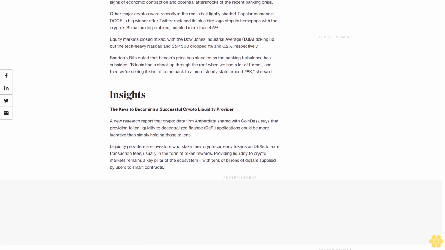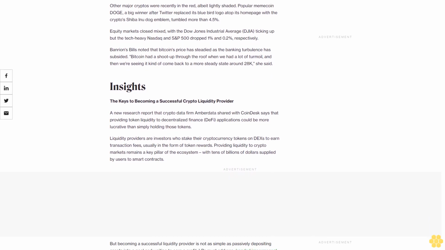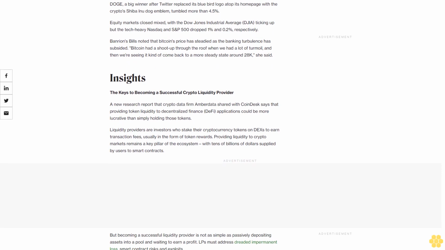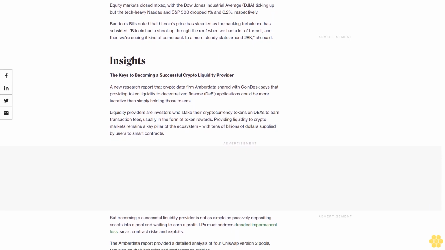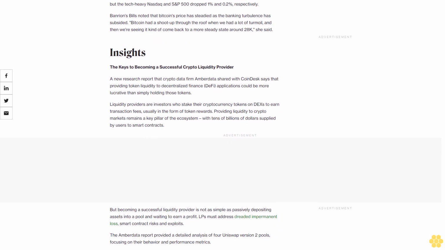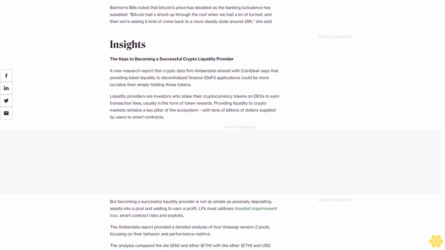Liquidity providers are investors who stake their cryptocurrency tokens on DEXs to earn transaction fees, usually in the form of token rewards. Providing liquidity to crypto markets remains a key pillar of the ecosystem, with tens of billions of dollars supplied by users to smart contracts.